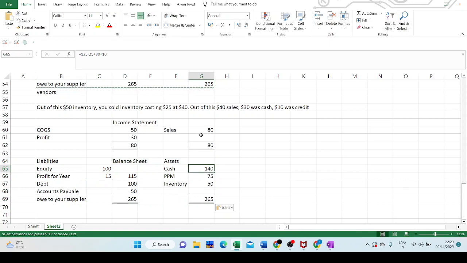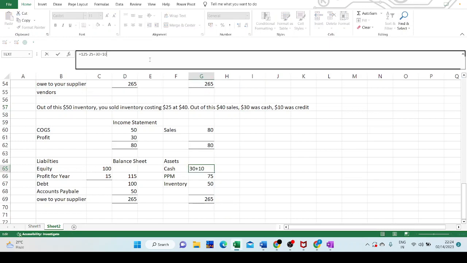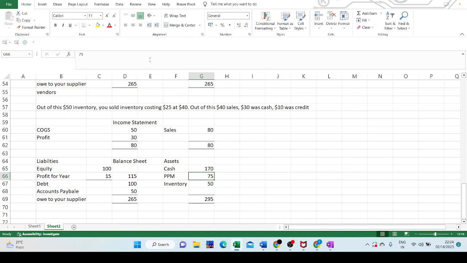Okay. First, look at the cash balance. Will there be any impact on the cash balance of the company, guys? Please tell me yes or no. Yes. What would be the impact? Cash balance would increase by the amount of cash sales, right? We made a cash sale of $30, so my cash balance would increase by $30. Property, plant, and machinery would remain unchanged, right?